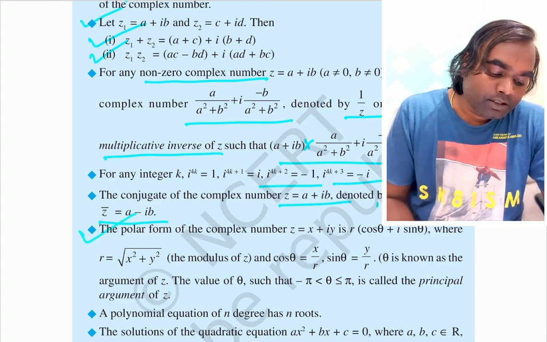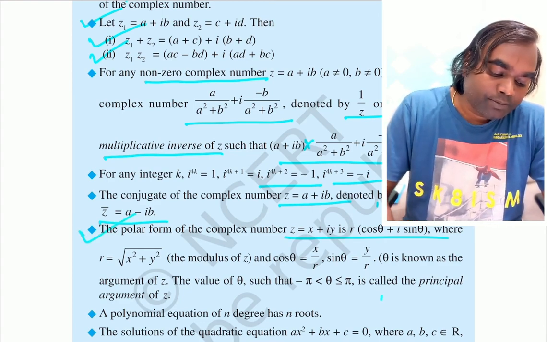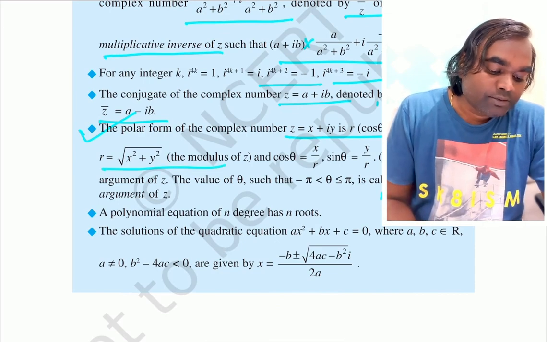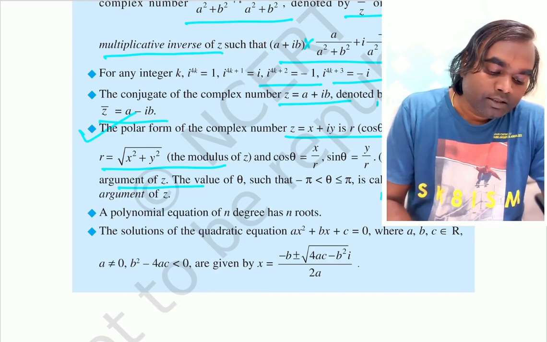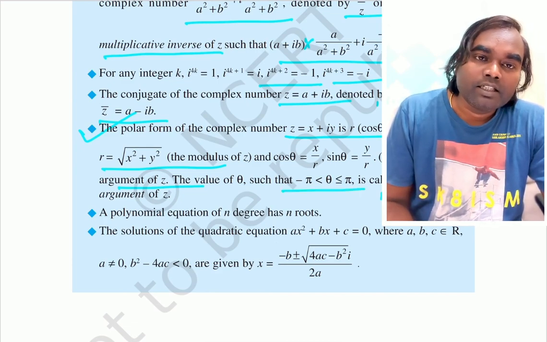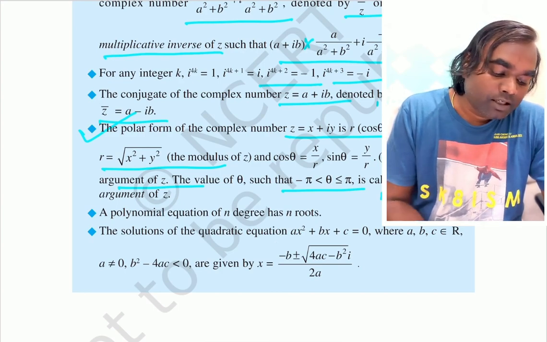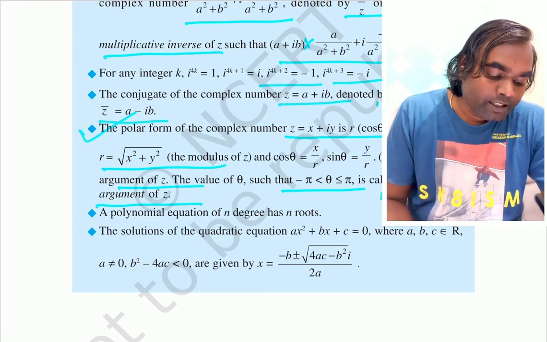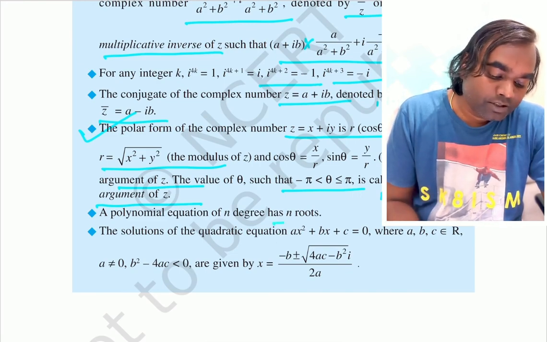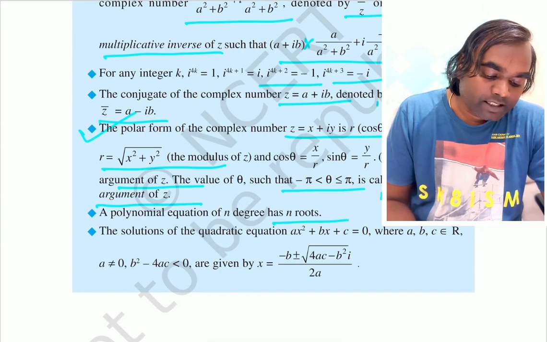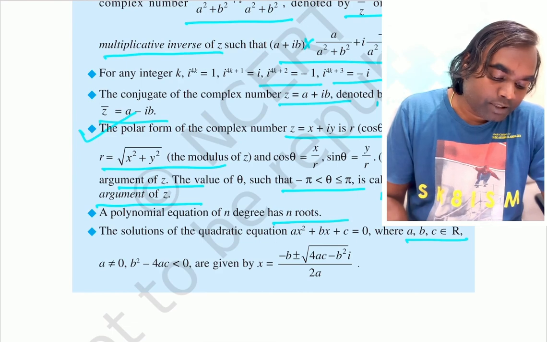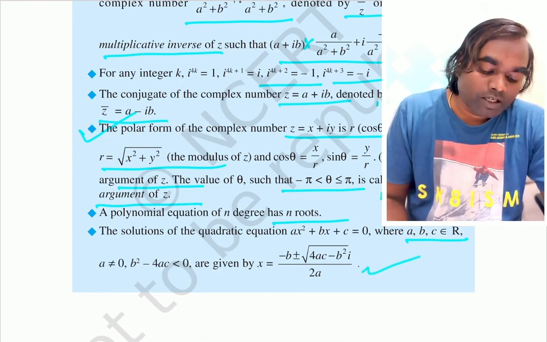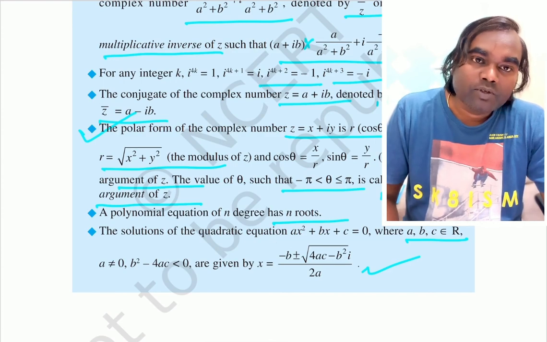The polar form of a complex number can be written in this form, where r is known as the modulus of z and theta is known as the argument of z. The value of theta such that theta is greater than minus pi and less than or equal to pi is called the principal argument of z. Any polynomial of degree n has n roots. The solutions of the quadratic equation where a, b, c belong to the real numbers can be written as x equal to minus b plus or minus square root of 4ac minus b square, times i, by 2a, where the discriminant is less than 0.